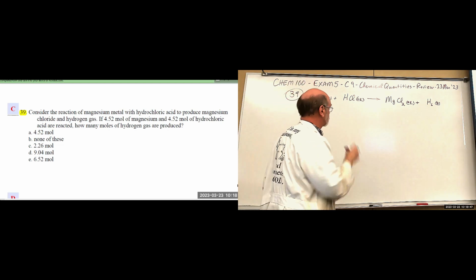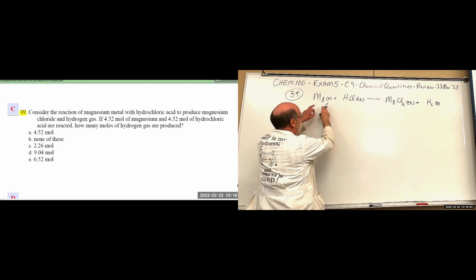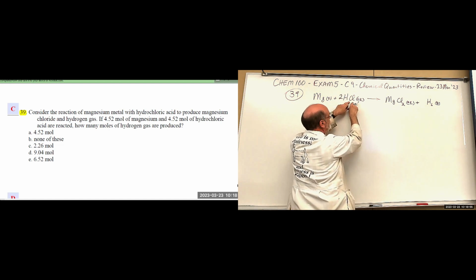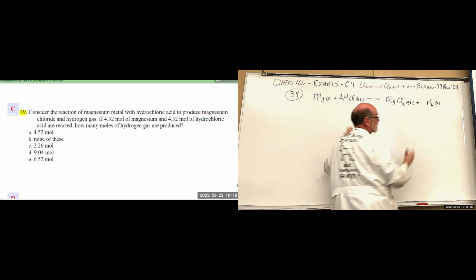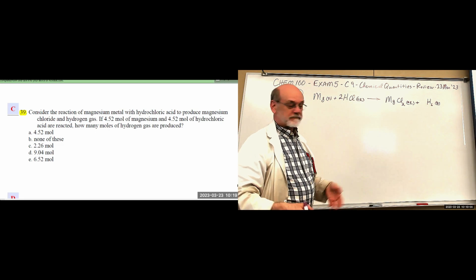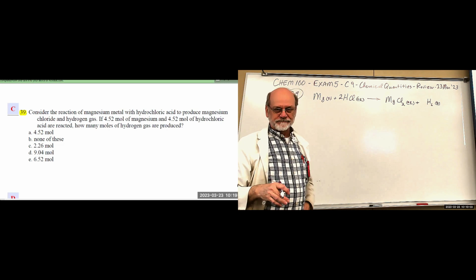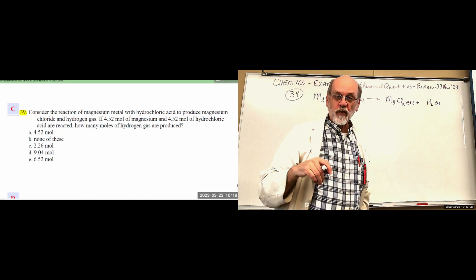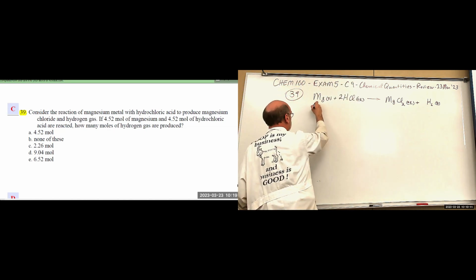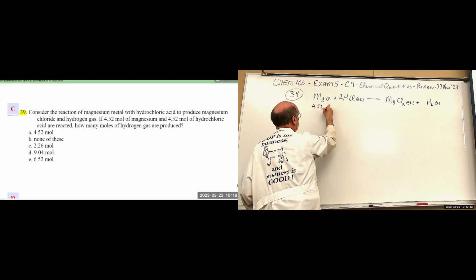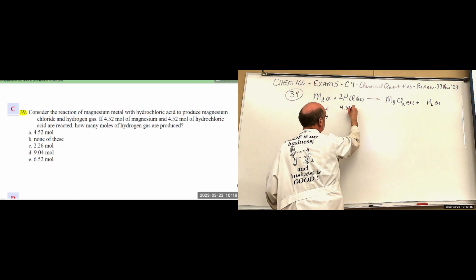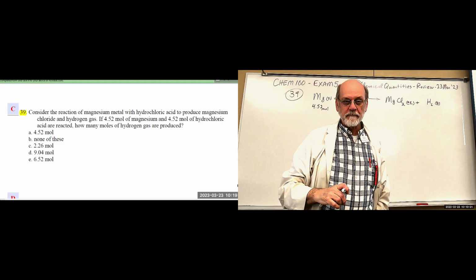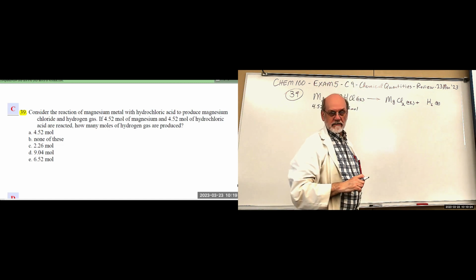Now balance the equation. All right. We got a magnesium here, magnesium here. We need 2 chlorides, 2 chlorides. That gives us 2 hydrogens, 2 hydrogens. That one was easy. Now it's balanced. How many moles of hydrogen can be produced if 4.52 moles of magnesium react with 4.52 moles of hydrochloric acid? How many moles of hydrogen?